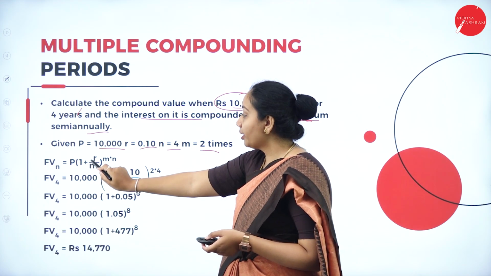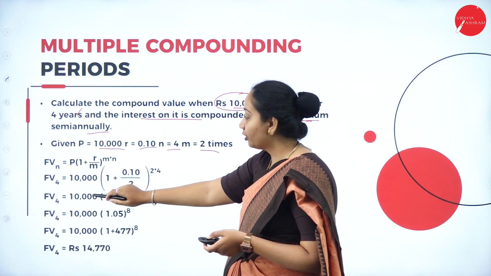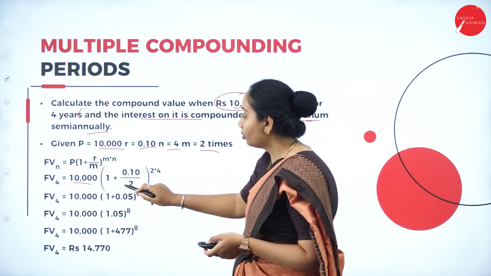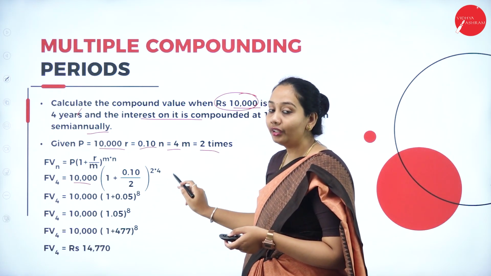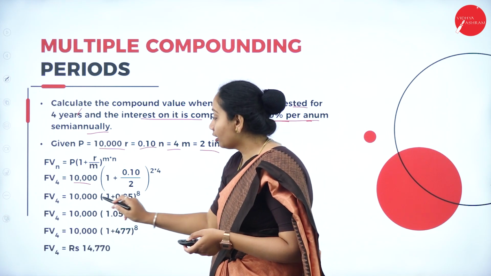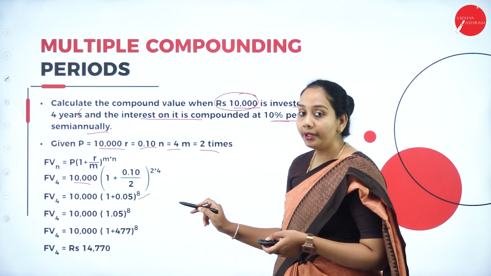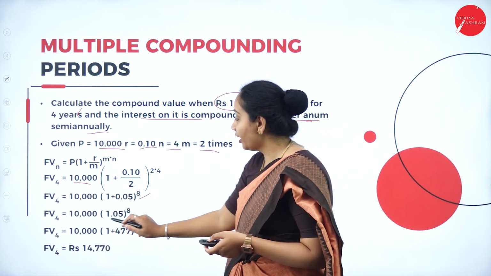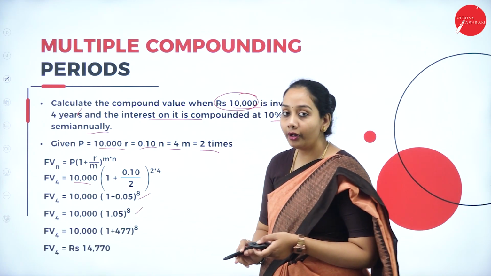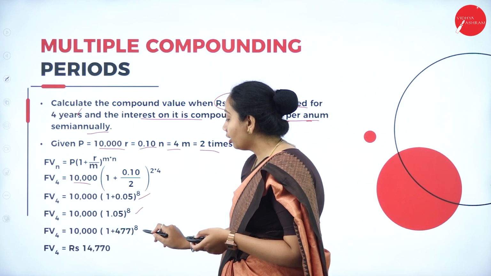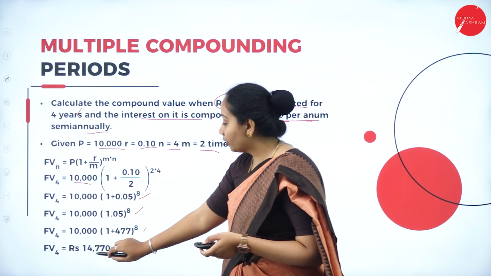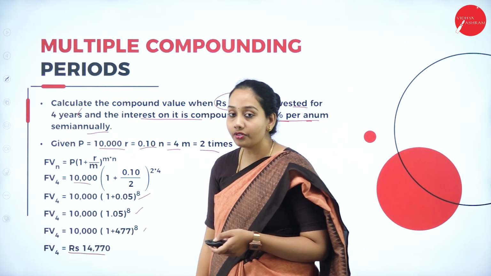So P into 1 plus R divided by M whole to the power of M into N. So 10,000 into 1 plus 0.10 divided by 2 whole to the power of 2 into 4. So we'll get 10,000 into 1 plus 0.05 whole to the power of 8. So 10,000 into 1.05 whole to the power of 8. So 10,000 into 1.477. So the total value is 14,770.